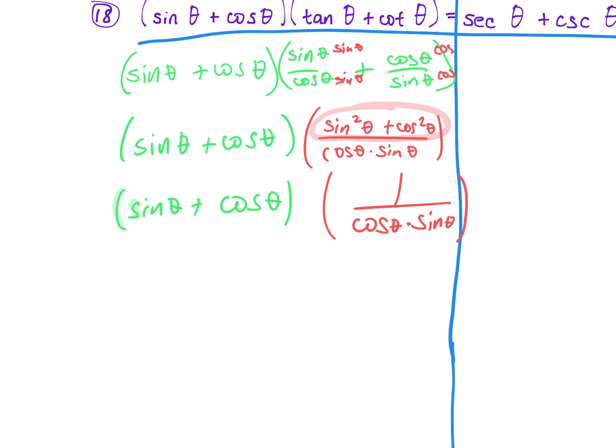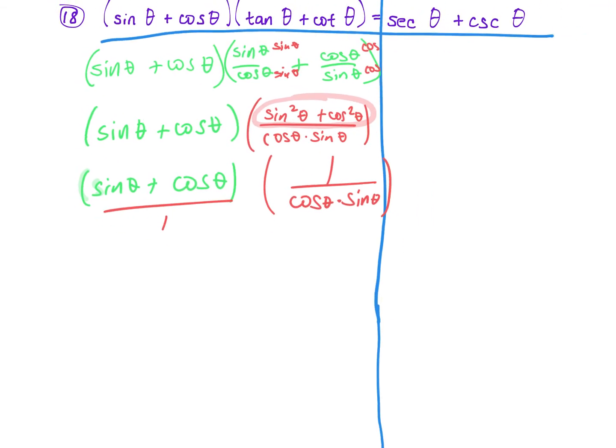All right, well, now what? I have two fractions that I'm multiplying together, right? Can I just cross off the sines and the cosines? Why not? You're right, but why not? Because one is adding and one is multiplying. So I'm just going to rewrite it. I'm multiplying them together.